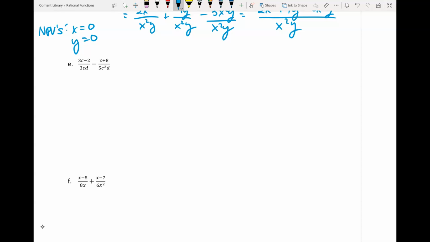For our next one in E, it's very similar to our last one. We want to find the LCD. For our coefficient though, we're going to have to combine the 3 and the 5. They have nothing in common. So we're going to go with 15 because that's 5 times 3. Our next variable, we have a c. The highest power is c squared. And then we have a d. So that's our LCD. I'm going to rewrite our rationals again so we can decide what we're going to multiply by.